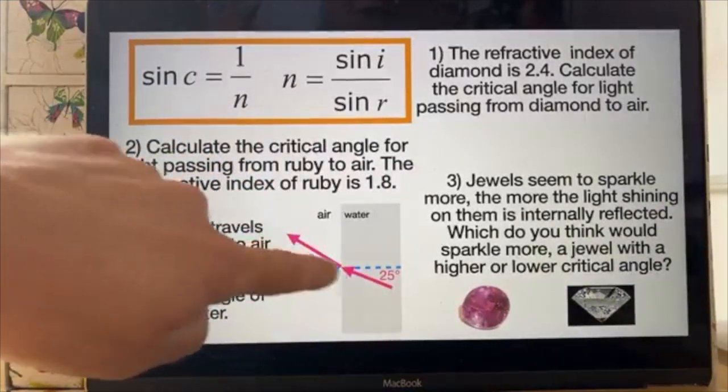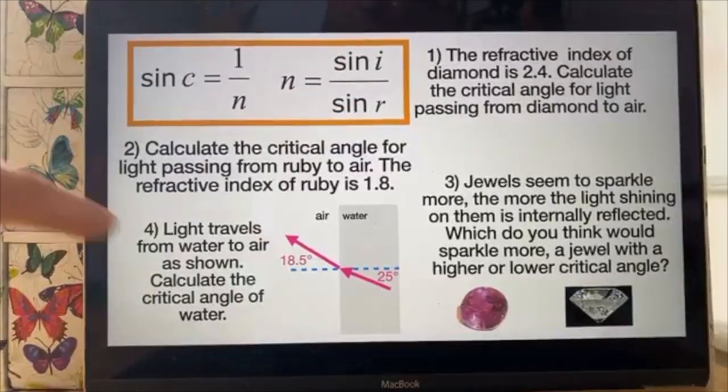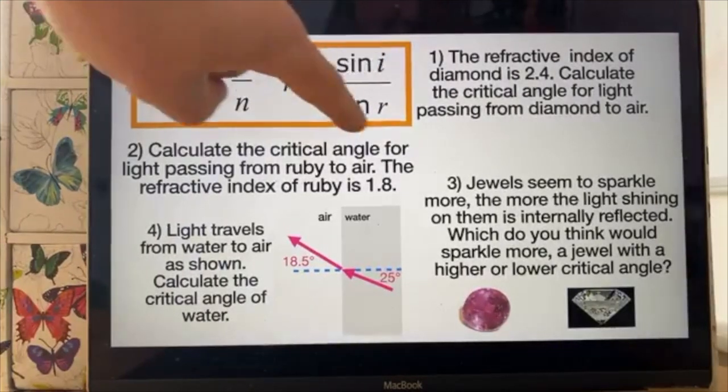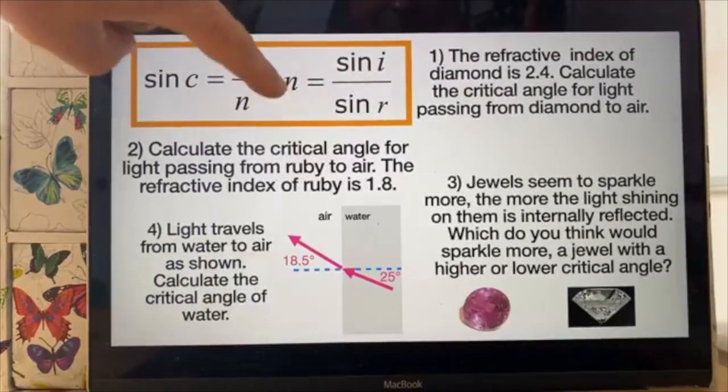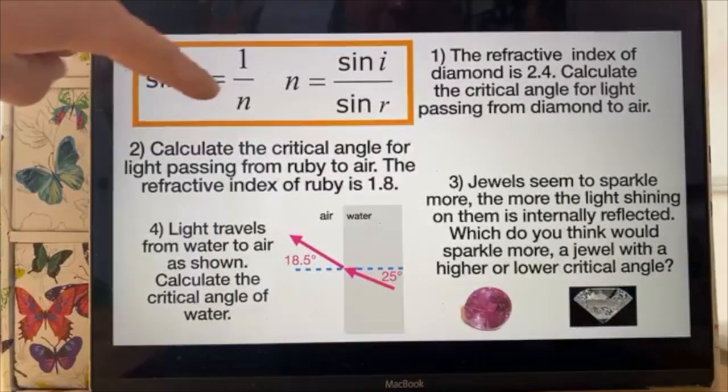Because the angle of refraction isn't 90 degrees. So you've got I and you've got R, but you want the critical angle of water. So what you needed to do was work out sine I divided by sine R to get n, and then when you knew the refractive index of water, then you could plug that into this equation and finally get C.